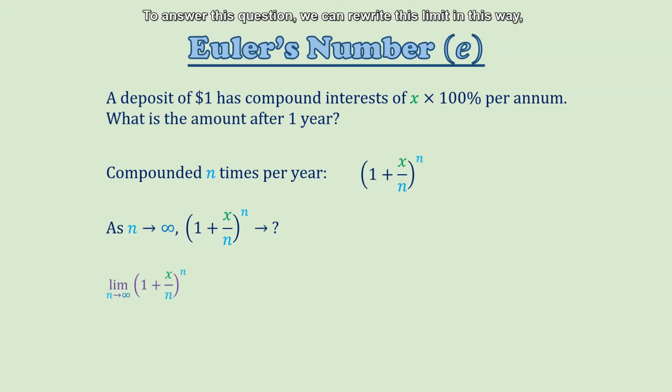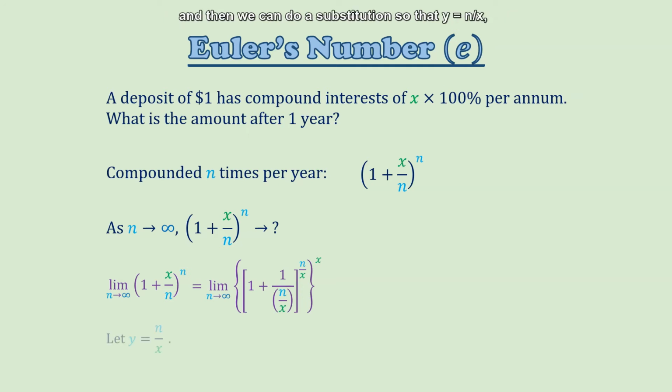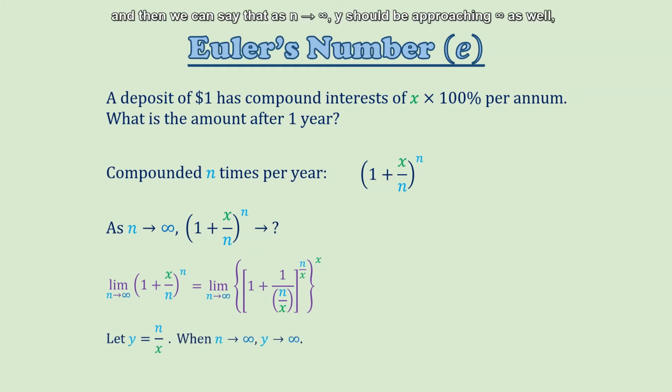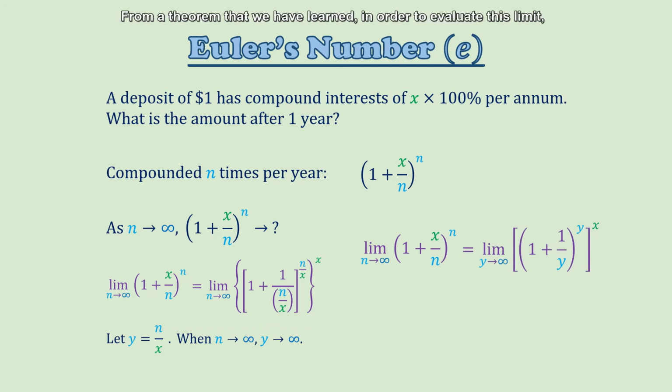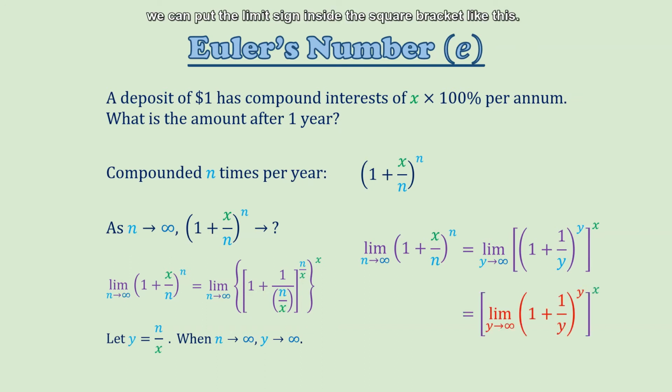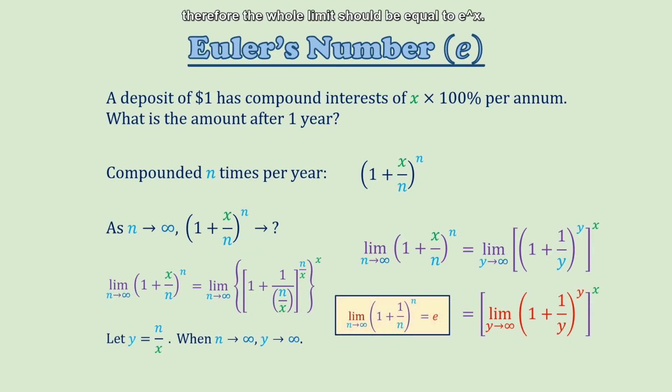To answer this question, we can rewrite this limit in this way. And then we can do a substitution so that y is equal to n over x. And then we can say that as n approaches infinity, y should be approaching infinity as well, because x is a positive constant. After that, this limit in terms of n can be rewritten as a limit in terms of y, like this. From a theorem that we have learned, in order to evaluate this limit, we can put the limit sign inside the square bracket, like this. As we have learned that the part in red is equal to e, therefore the whole limit should be equal to e^x.